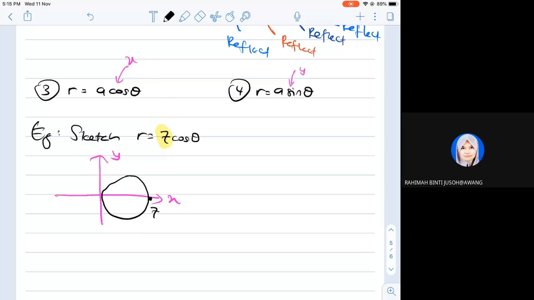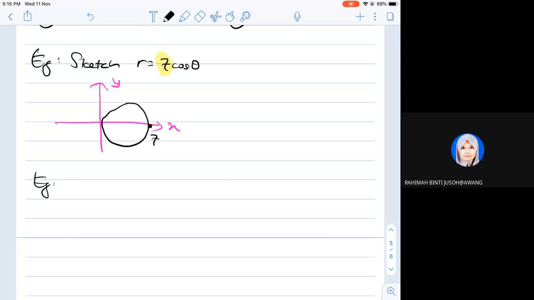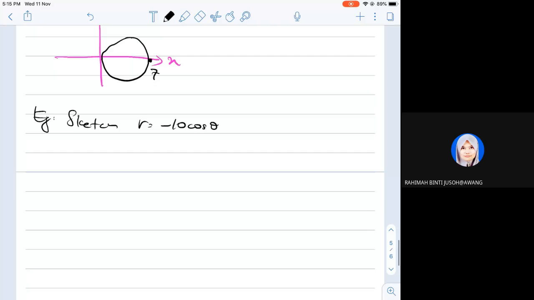All right, and then if I give you a second example, sketch R equals to negative 10 cos theta. Where is the position of that circle?